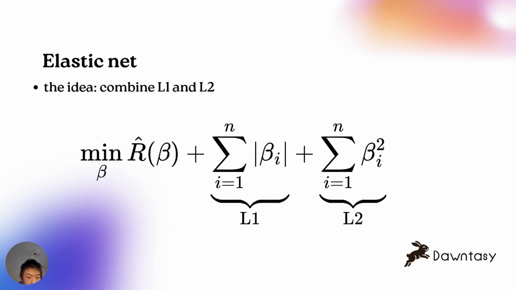Elastic net is a synthesis of both ideas, where we combine both L1 and L2 terms. So we minimize the risk plus the L1 term plus the L2 term. So it combines the benefits of both.